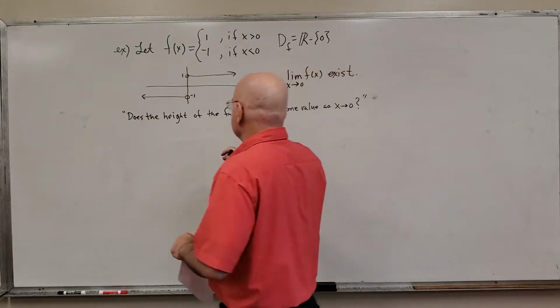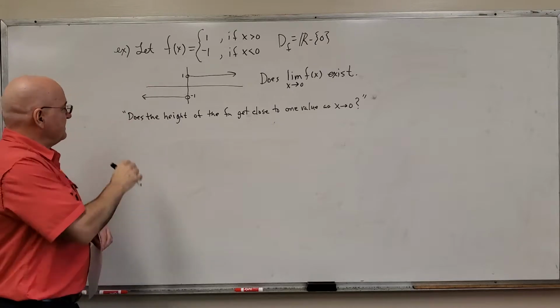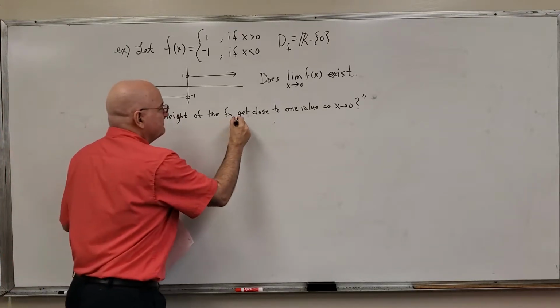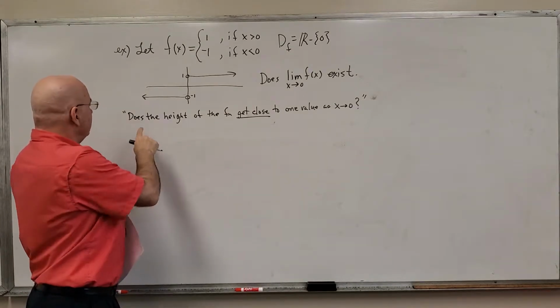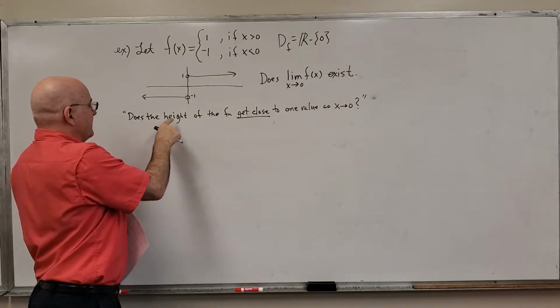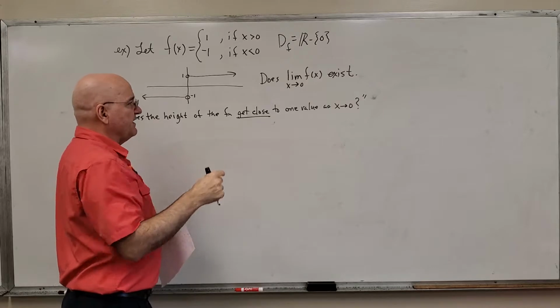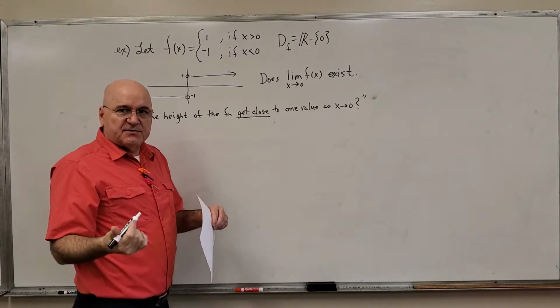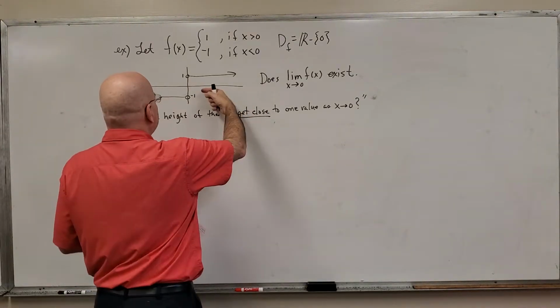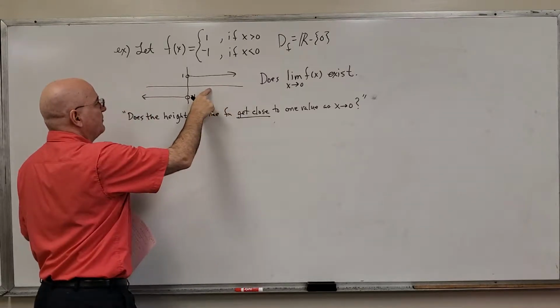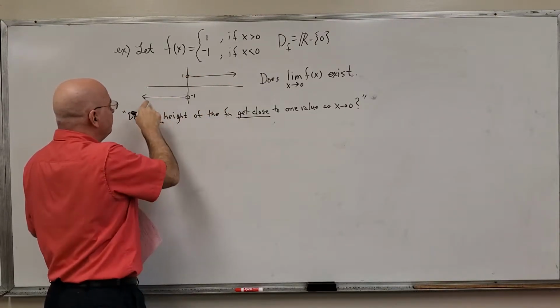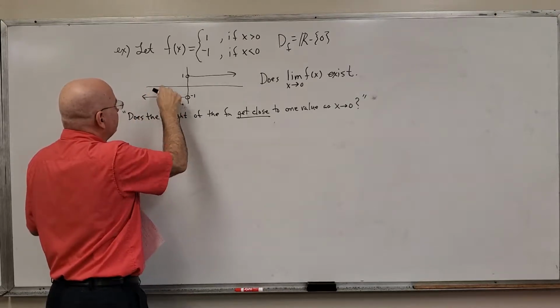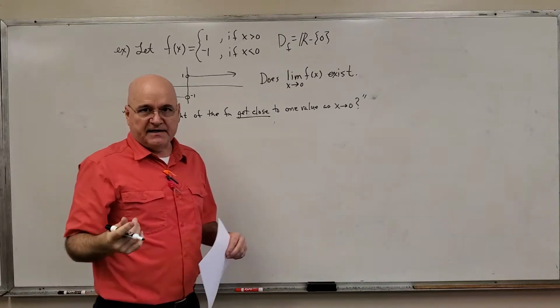So the question you ask yourself if you want to know a limit exists, and this is very informal because that's not being precisely mathematically defined: does the height of the function get close to one value as x goes to 0? And the answer is no, because it depends on which way you approach 0 from. If you're approaching it from the right, the height is a constant, +1. If you're approaching 0 from the left, the height is a constant, -1.